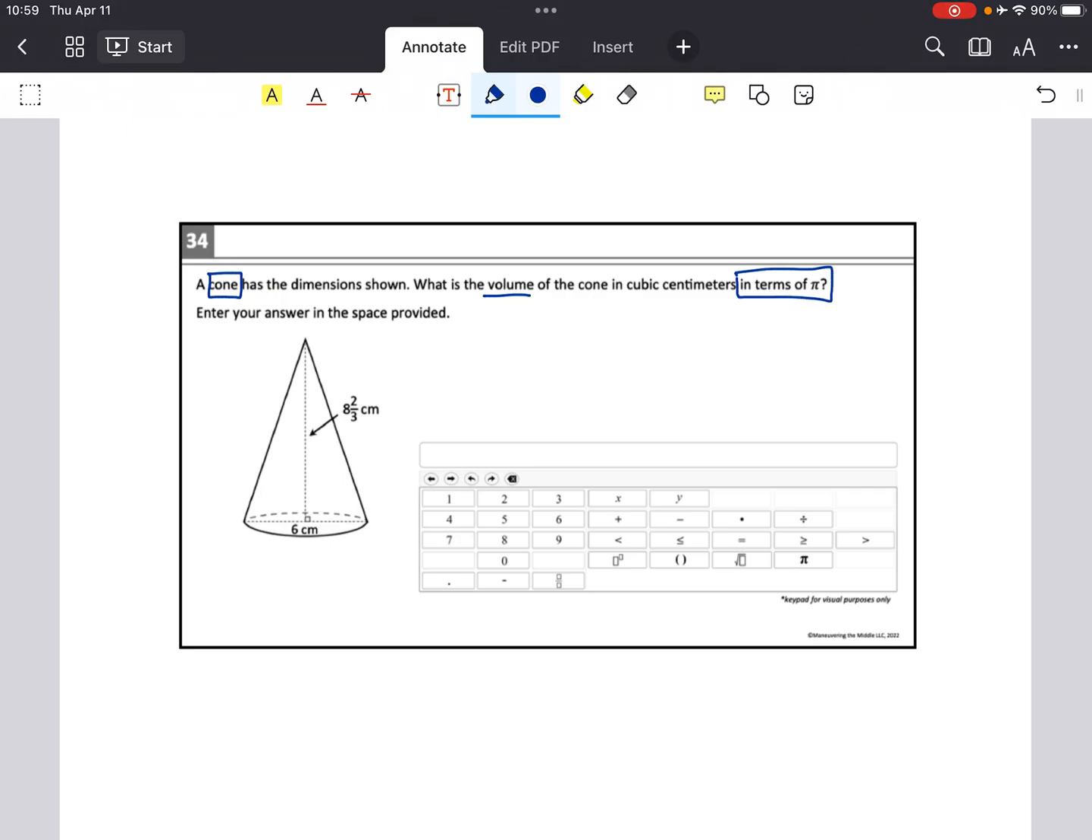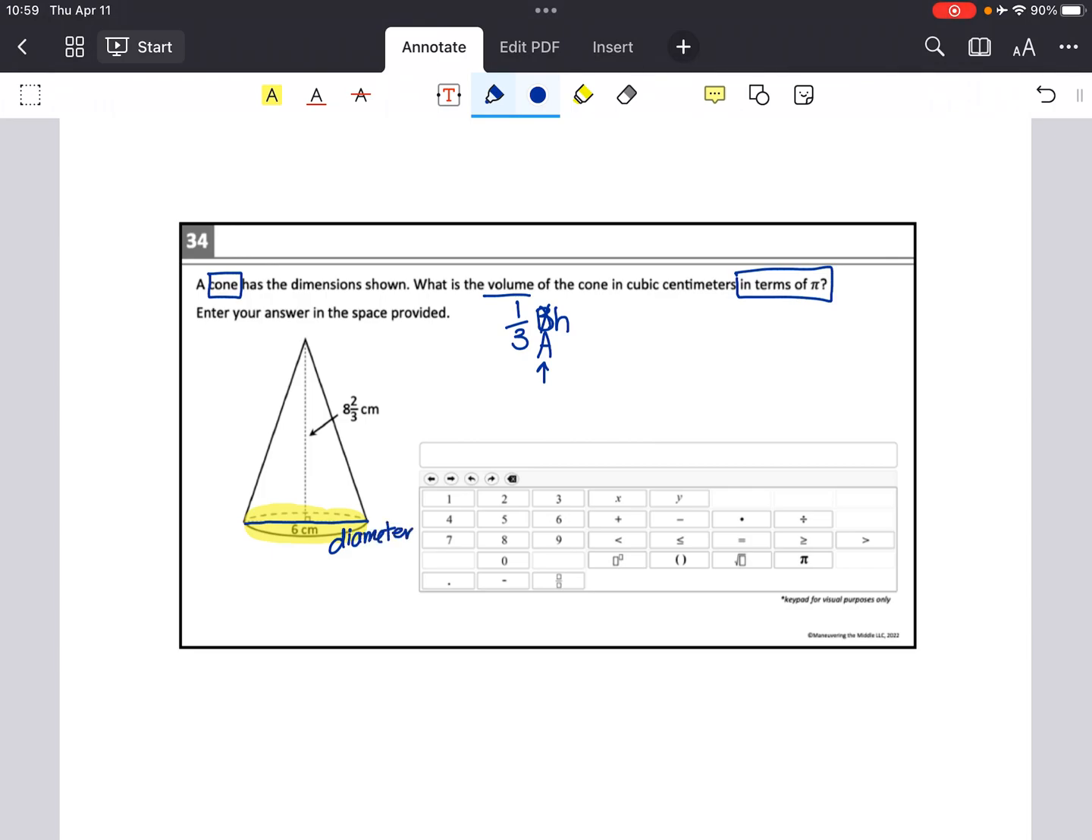So if I look on my bestie, I see the formula for a cone is 1/3 BH. Again, we change that B to an A because we want to find the area of the base. Now in a cone, your base is that circle all the way at the bottom. So that is what I need to find the area of. Now 6 right here is not my area. 6 is my diameter. Now, this is important information.